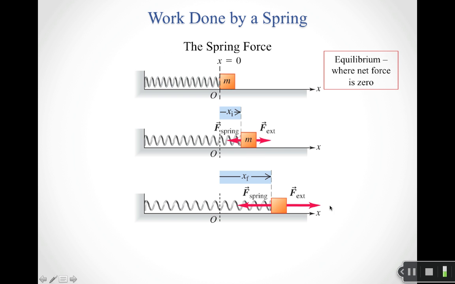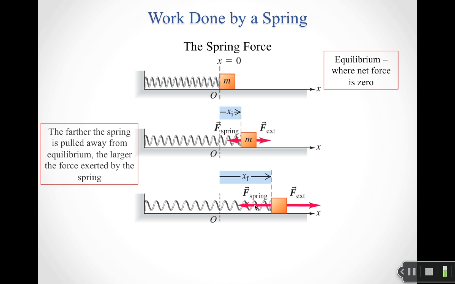As I pull harder, I need to exert a larger force. There's a larger force from the spring, right? So one of the things this tells us is that the farther the spring is pulled away from equilibrium, the larger the force is that's exerted by the spring. So if you're not very far from equilibrium, the spring doesn't exert a very large force. As you get farther and farther away, the spring force gets larger and larger.